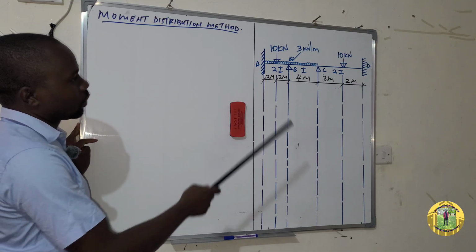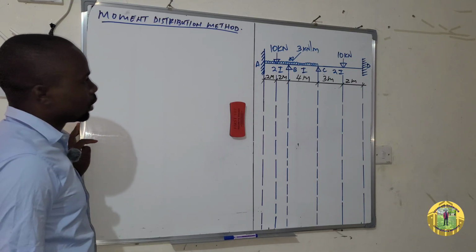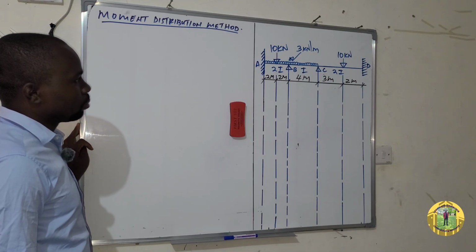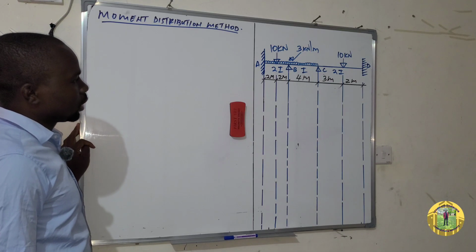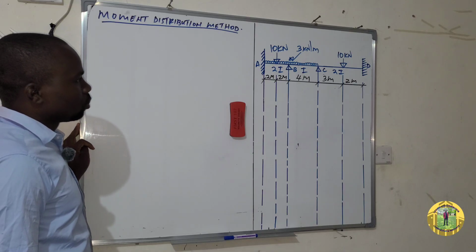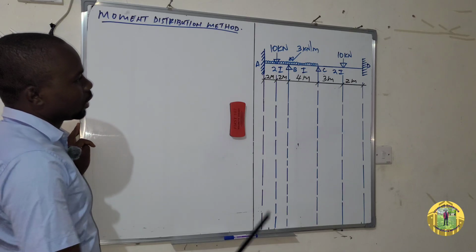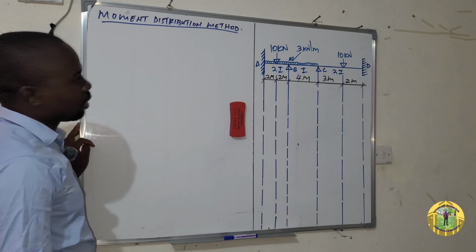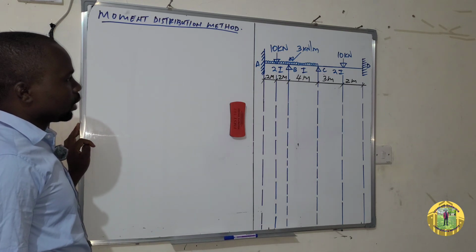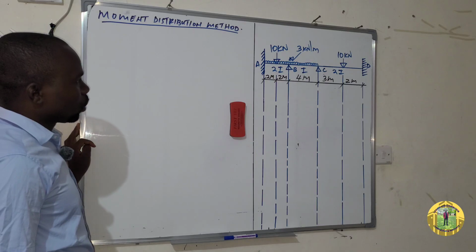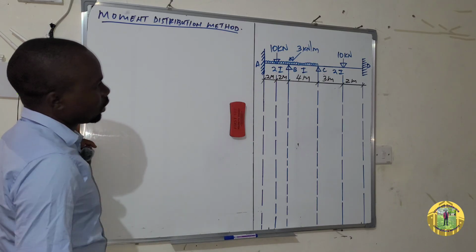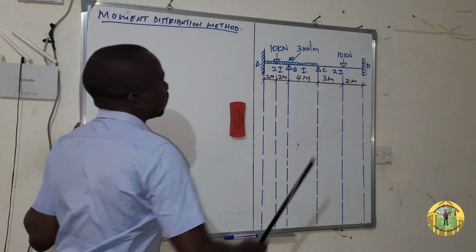Back to the question. As you can see, this is a continuous beam, and a continuous beam is a beam which is resting on more than 2 supports. As you can see, you have supports A, B, C, and D. So those are 4 supports, and therefore a continuous beam. At support A it is fixed, and at support D it is fixed.